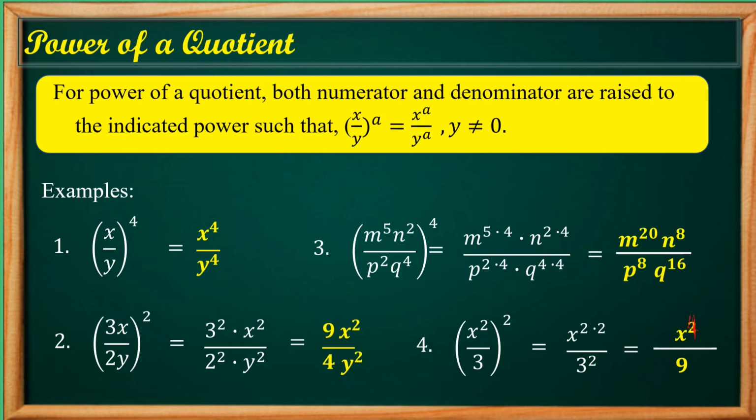Okay, you have here 4. Okay, the exponent here is 4. Okay, 2 times 2 is 4. Ayan. Okay, that is the fifth law of exponent, which is the power of a quotient.